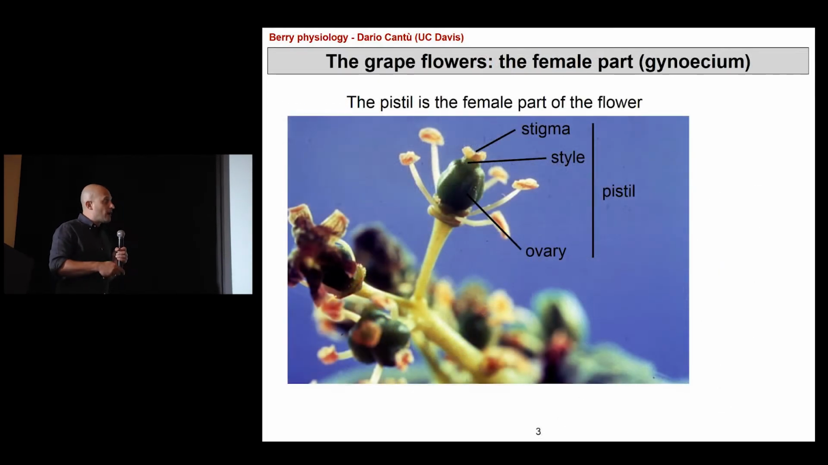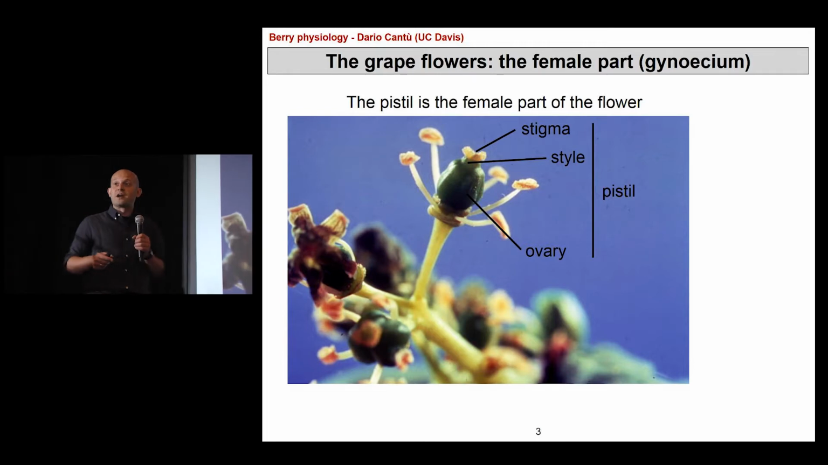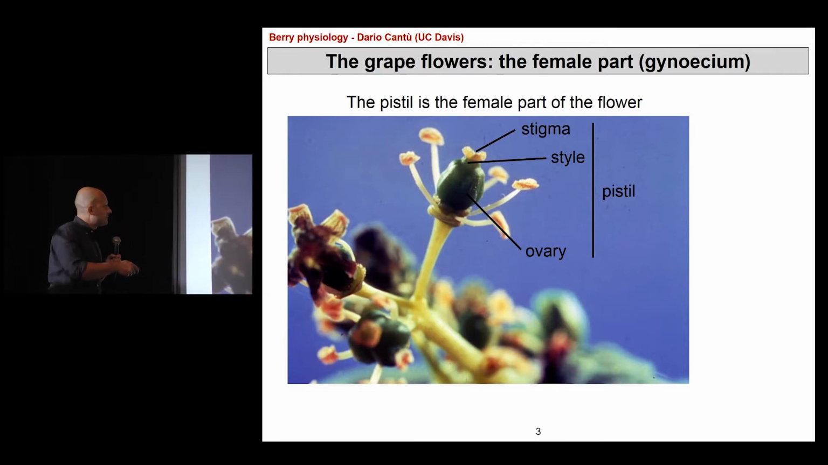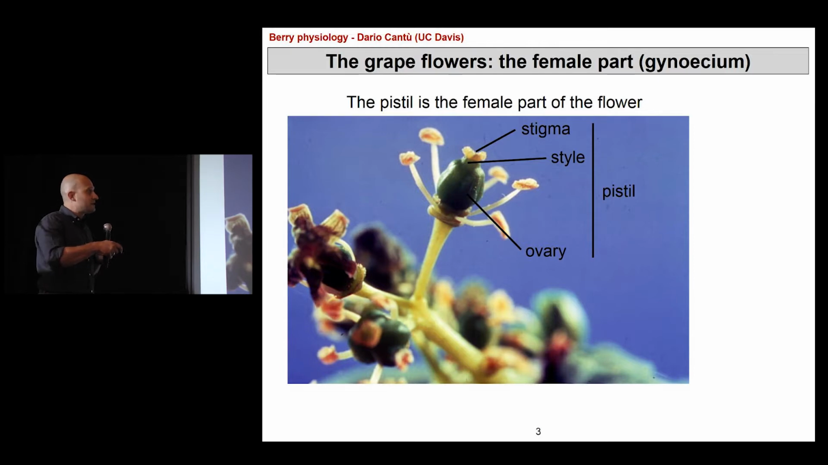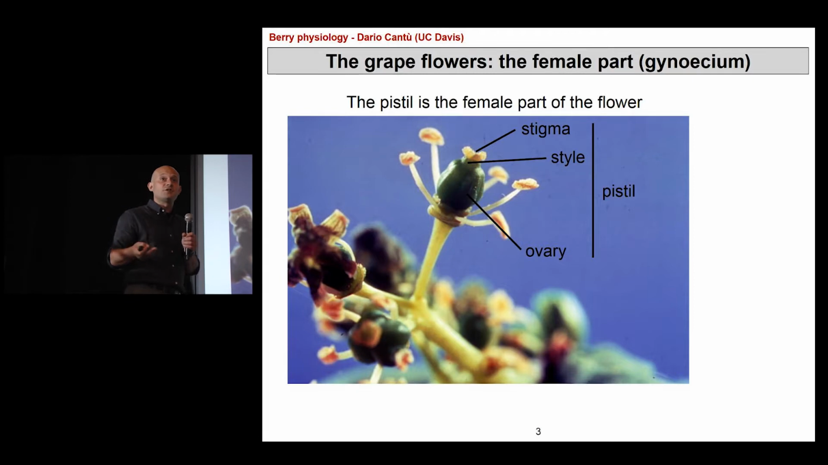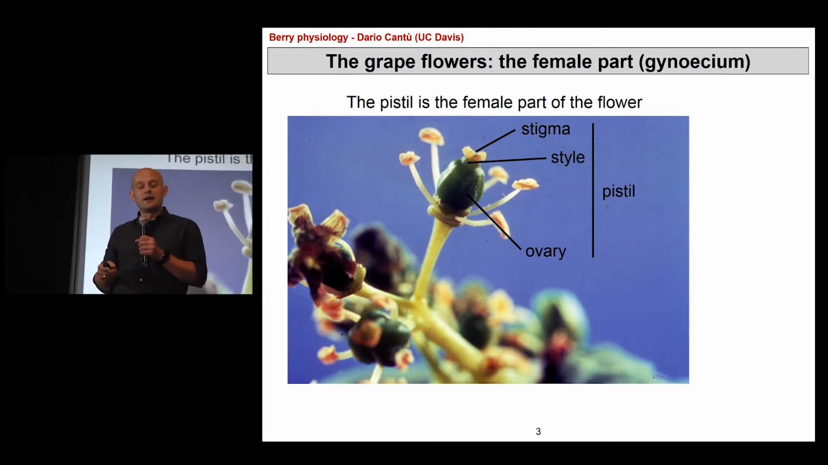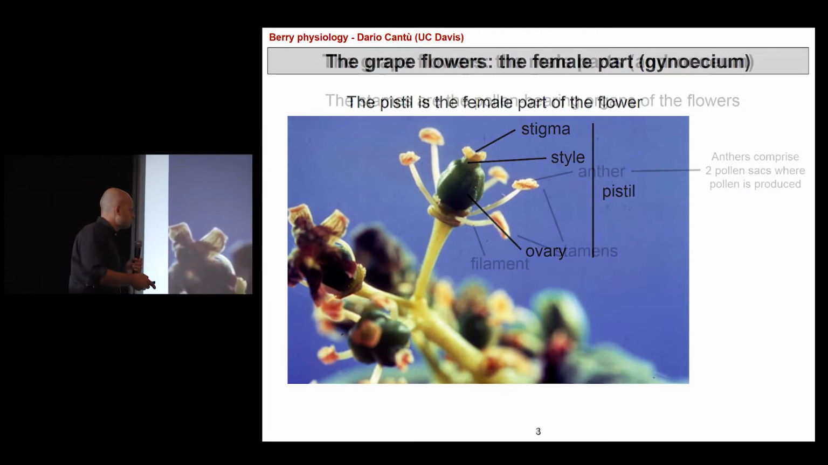This is, you know very well, a hermaphroditic flower of a grapevine, where in this particular slide I focus on the female part. We call the female part the pistil, that comprises a stigma, a style, and an ovary. We're going to see later that the stigma is very important because it's the part of the pistil that receives the pollen from the anthers. The style is that structure that guides the pollen tube toward the ovary, and the ovary obviously is where fertilization happens and development and ripening starts.